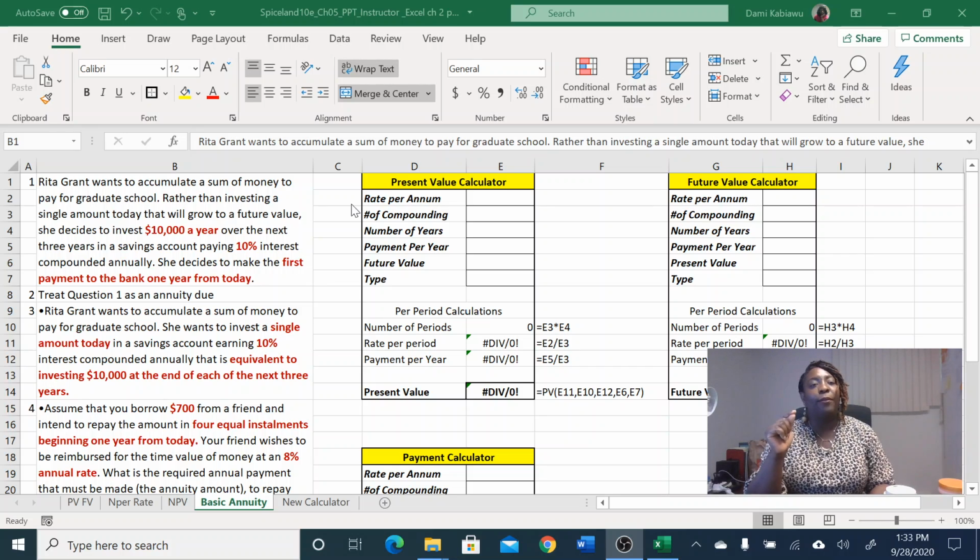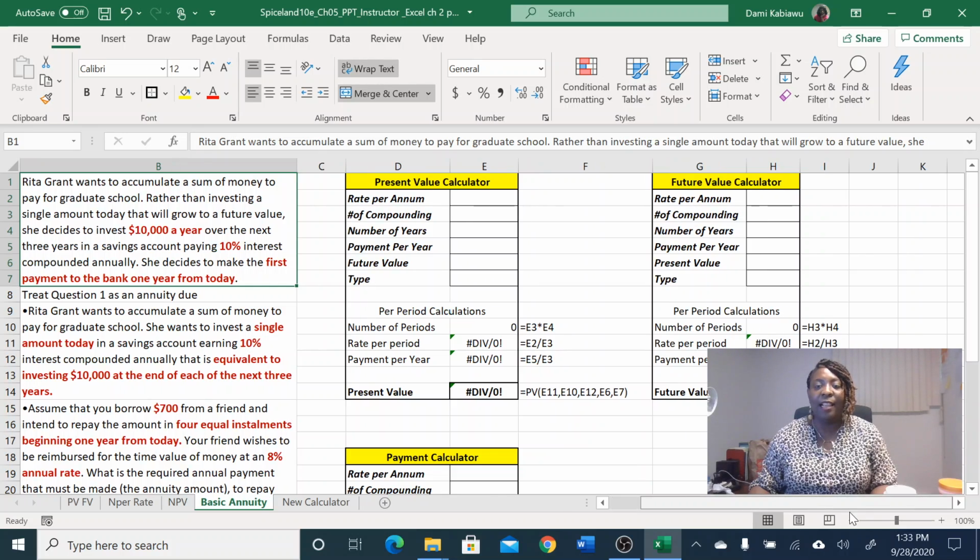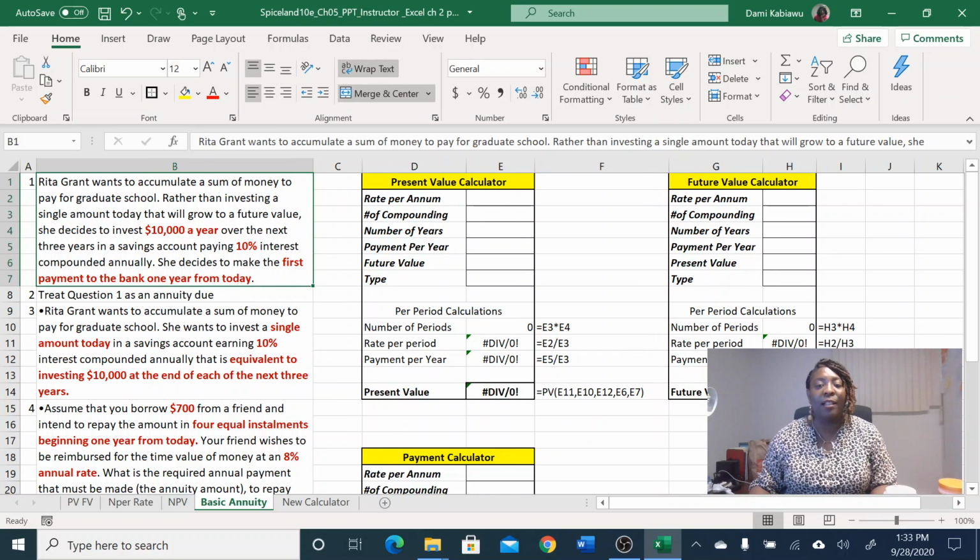Now, the annuity formula makes use of the payment function in the time value of money formula in Excel. So we are going to start doing that. Let's do it using examples. And the textbook I'm using is the Intermediate Accounting textbook by Spiceland et al.